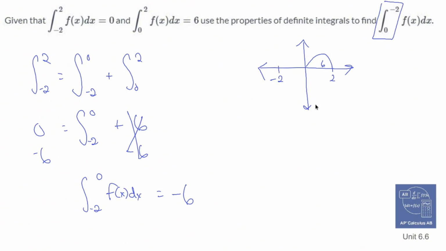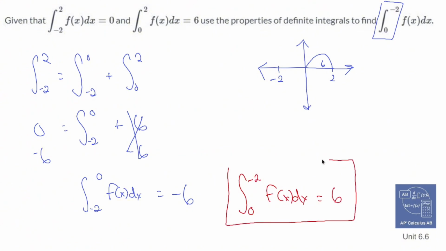The limits are flip-flopped. Oh, so if I have flip-flopped limits, it's a simple fix. Flip-flop the limits like we have up here, and then while you're at it, just take the opposite of the area. So -6 is +6. Tricky, tricky, tricky.